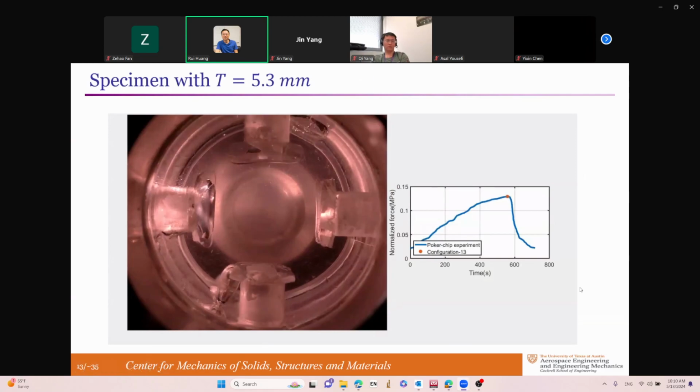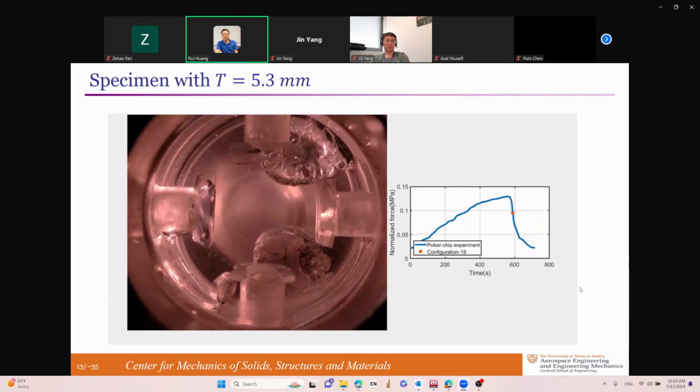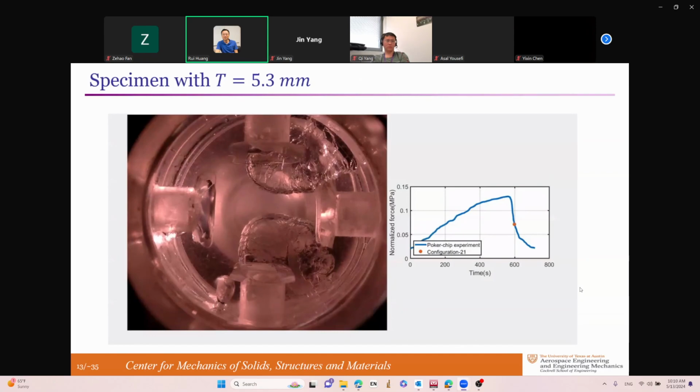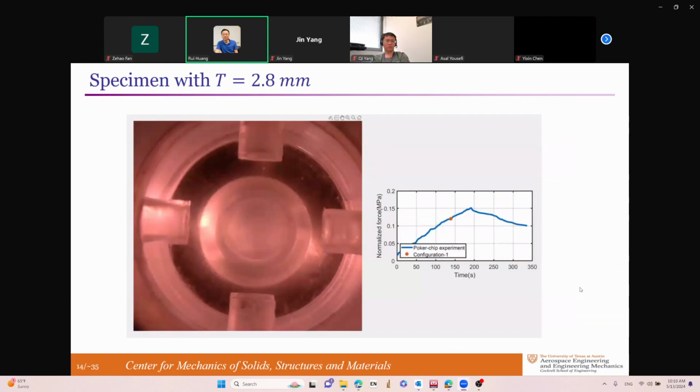The nucleation of the cracking event in this case was at the outer surface, meaning it's influenced by surface force. This is not what we're interested in. We want to do interior nucleation. So decrease the specimen thickness. Once again, the diameter is 25 millimeters. And the thickness is now 2.8 millimeters.